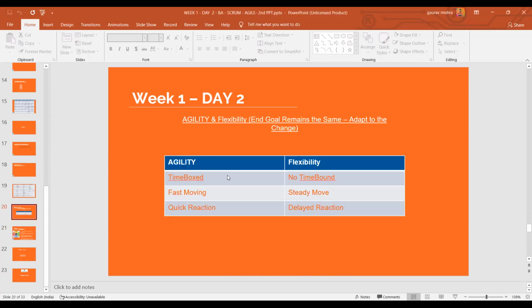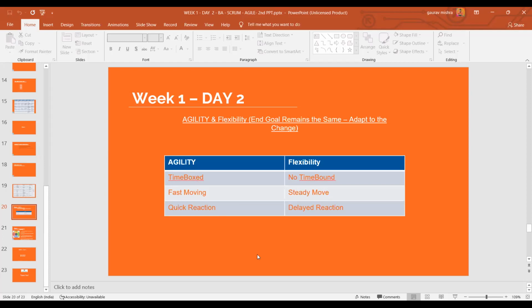This is the core difference I'm going to talk about: agility is time-boxed. However, flexibility does not require any time boundary. Agility means fast moving. Your project is divided into chunks of requirements, and each requirement needs to be fulfilled, designed, and shipped in a much faster mode. That's why agility requires being fast moving. Flexibility means even if you move gradually, that is okay.